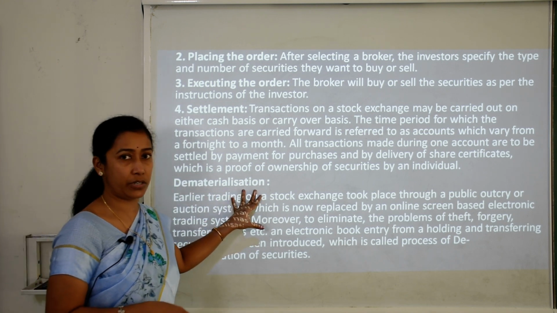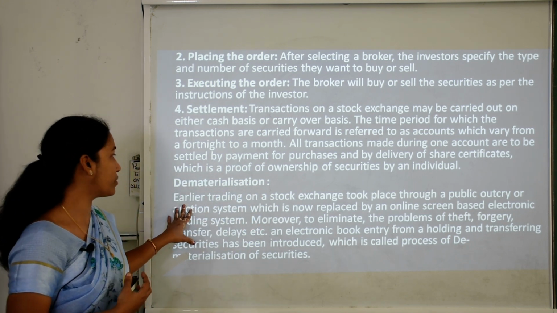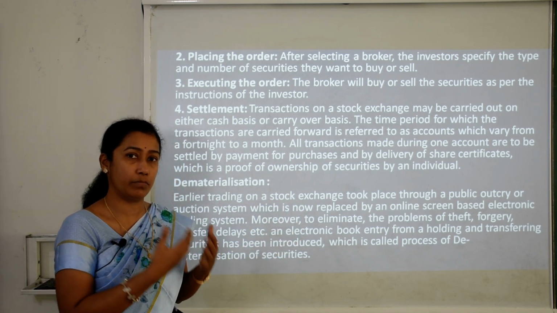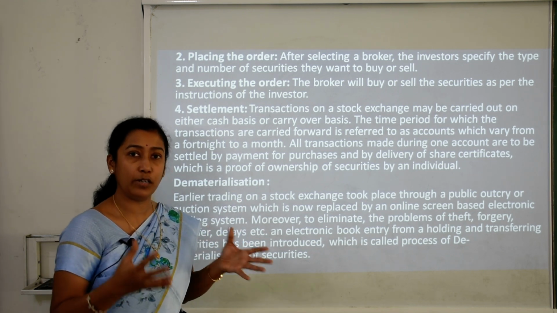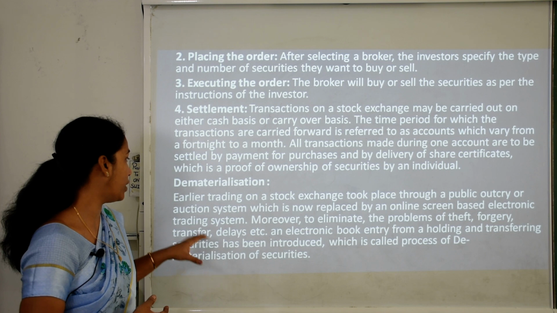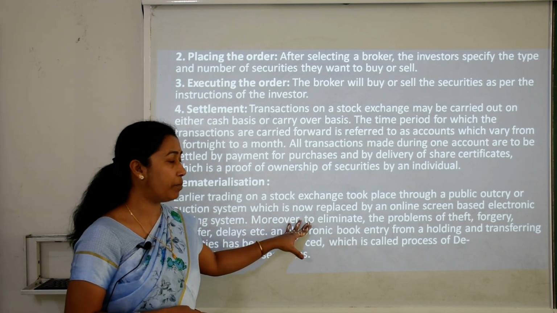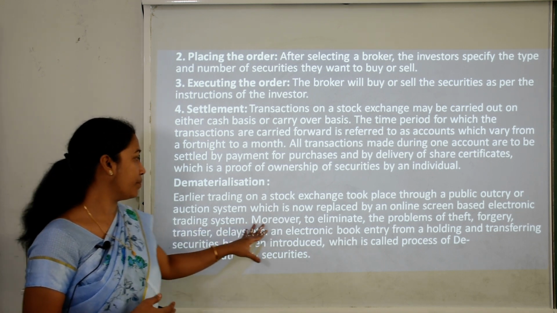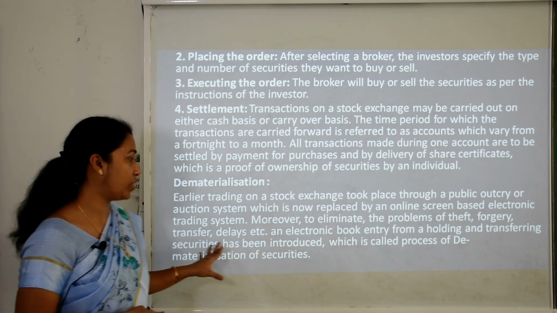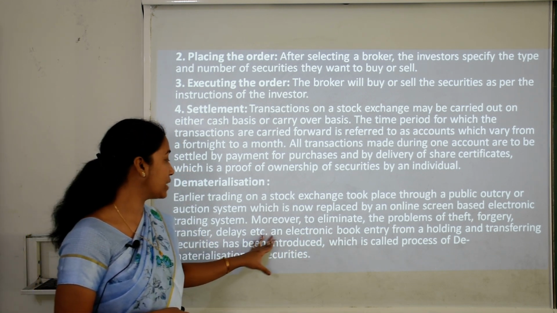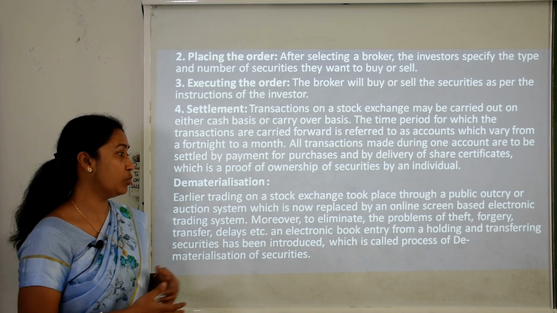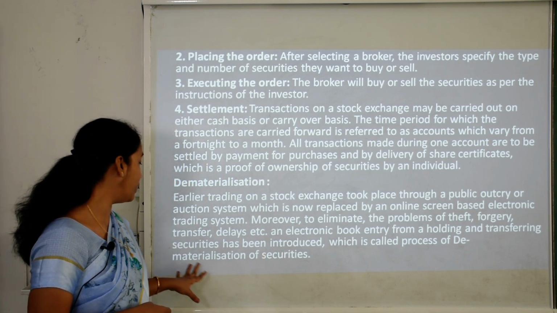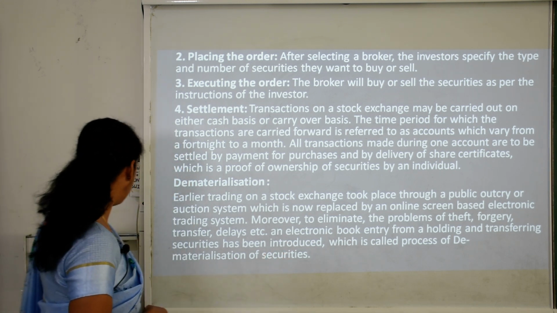Then dematerialization. Many times we have heard this word, which is related to the Demat account. Earlier, trading on a stock exchange took place through a public outcry or auction system, which is now replaced by an online screen based electronic trading system, that is through an online system. Moreover, to eliminate the problems of theft, forgery, transfer delays, an electronic book entry is used for holding and transferring securities, which has been introduced and is called the process of dematerialization of securities.